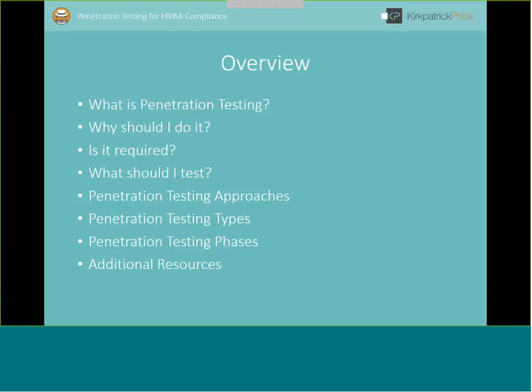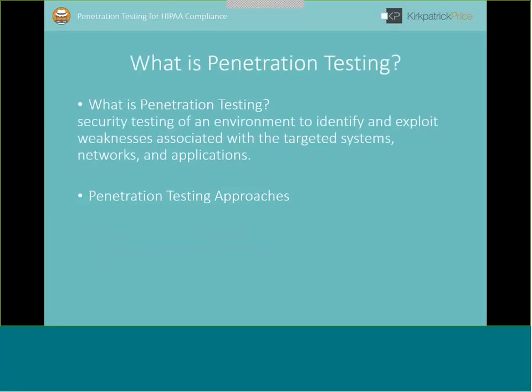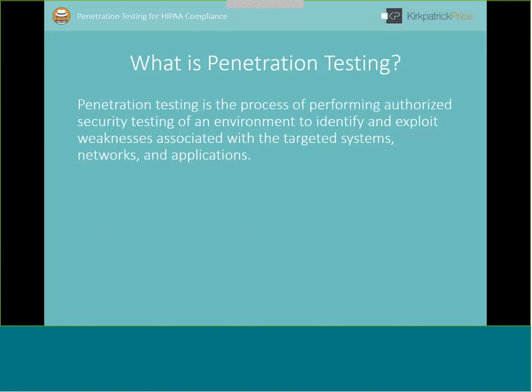That evaluation component, as well as just penetration testing in general. So like the slide says, penetration testing is trying to perform authorized testing against an environment to identify and exploit weaknesses that might be present. So that affects targeted or network systems, applications, and the people in some cases if we're talking about social engineering.